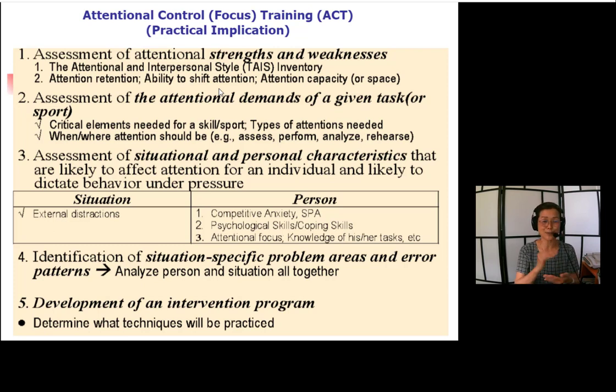That's step 3. Step 4, you need to also identify whether there are any situation-specific problematic areas or error patterns. Your performers, do they normally have all those problems related to concentration, or is it a specific situation only, during the competition, only certain situations, only with certain players? Analyze it and gather that information, with a comprehensive understanding of a person's strengths and weaknesses, the attentional demands of a given task, what they have, what they don't have, situational and personal characteristics, and also situation-specific problems. Once you identify that, you can develop a comprehensive intervention program for your followers to really strengthen their attentional skills and capacity.